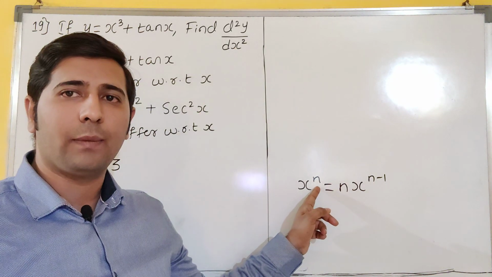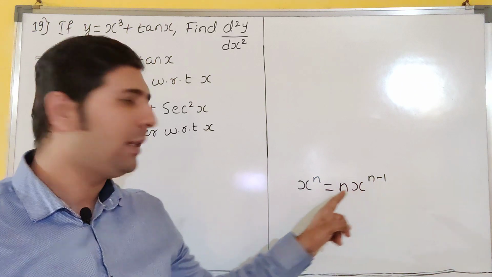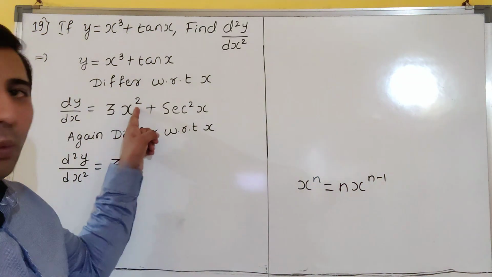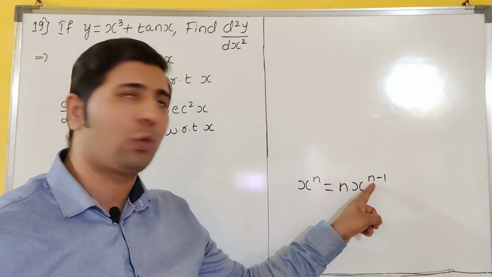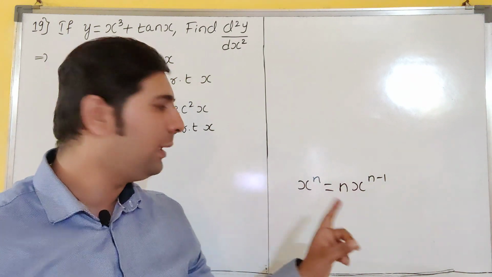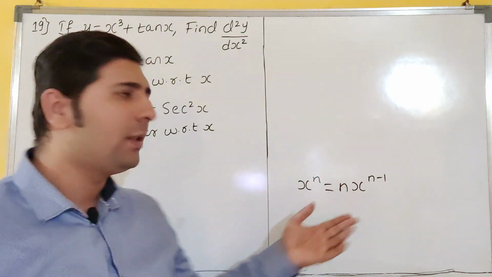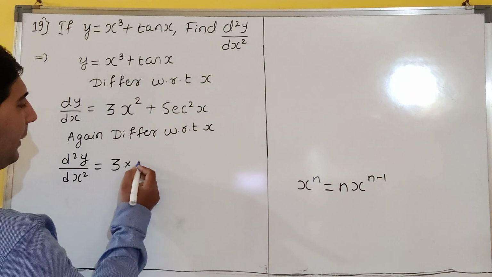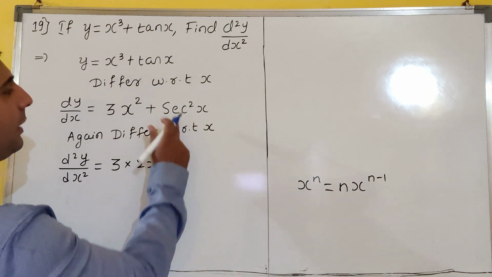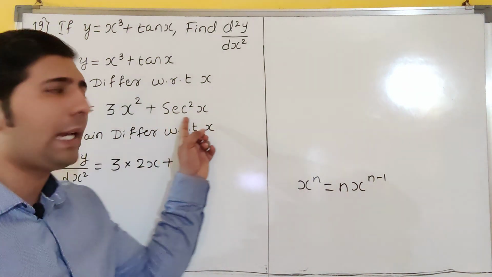X raised to n is what? N into x raised to n minus 1. Here n place, what is it? 2. 2 into x raised to 2 minus 1 is how much? 1. That means x raised to 1 is x only. So then we can write it as what? X square derivative is 2x. This sec x square is looking like what?